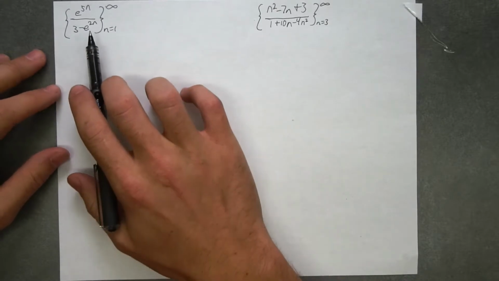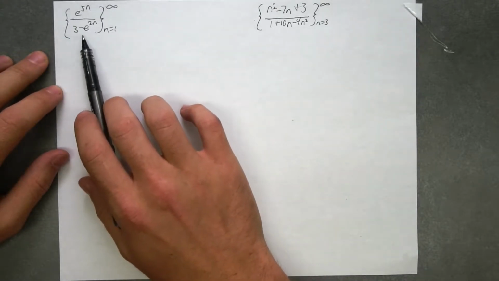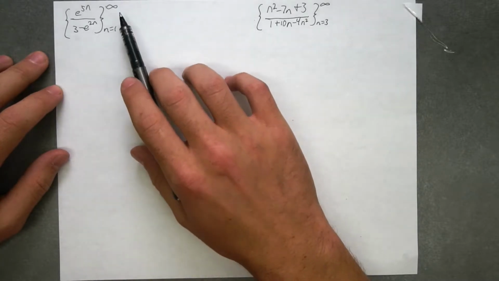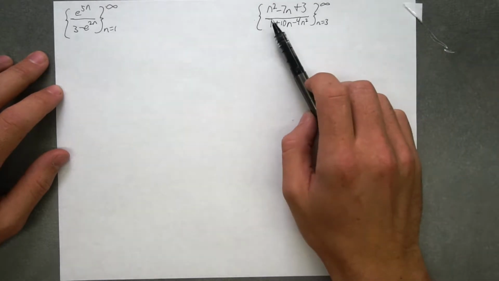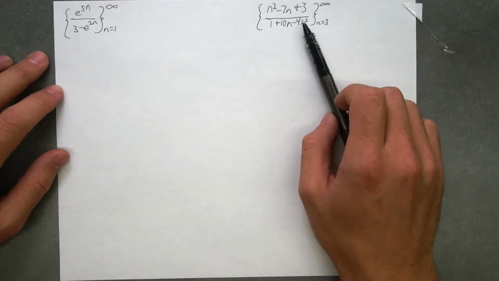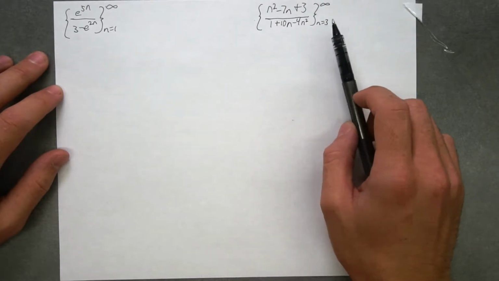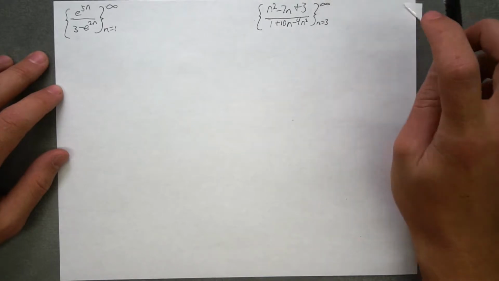I have two sequences written here. The first one is e to the 5n over 3 minus e to the 2n, and this sequence goes from n equals 1 to infinity. And the second sequence that I have is n squared minus 7n plus 3 over 1 plus 10n minus 4n squared, and this sequence goes from n equals 3 to infinity.